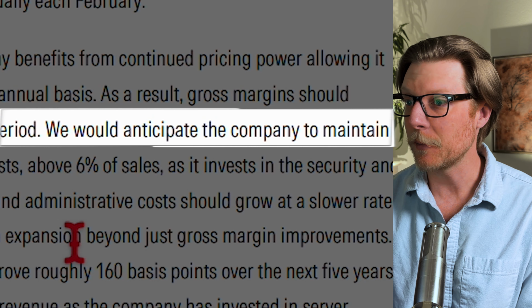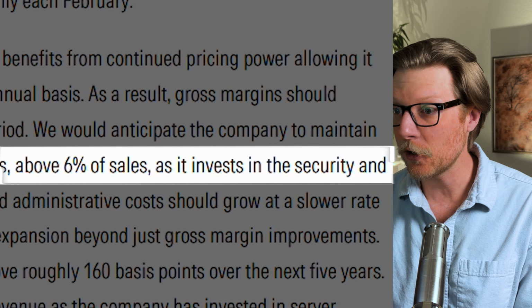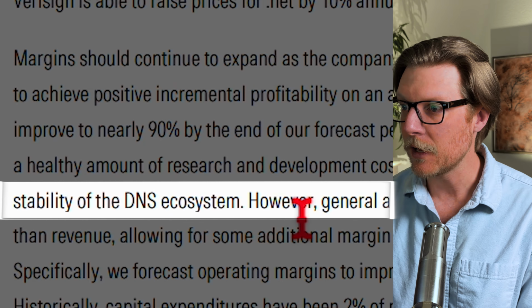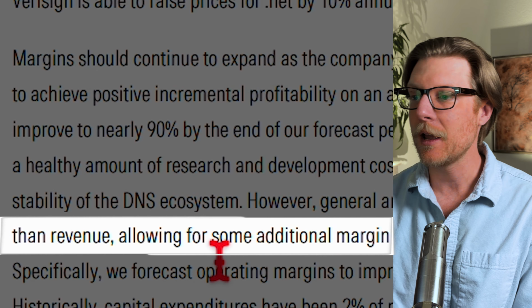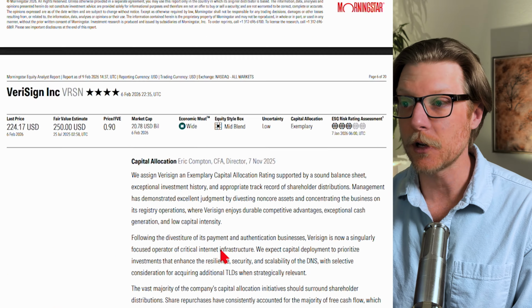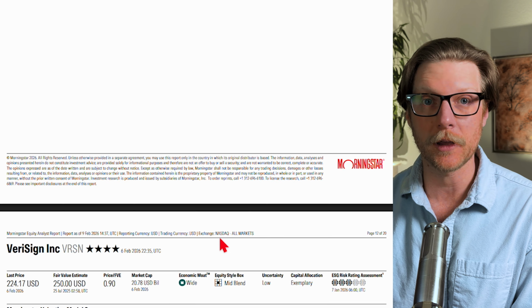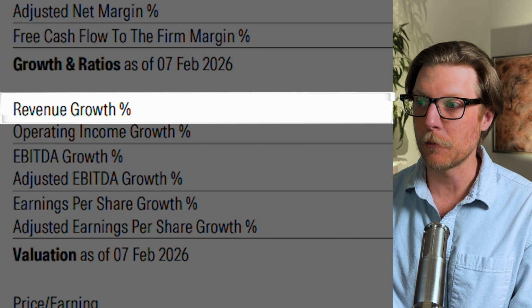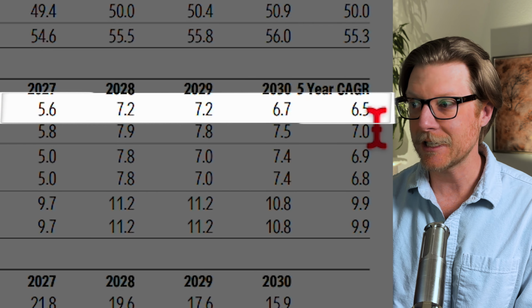We would anticipate the company to maintain a healthy amount of research and development costs as it invests in the security and the stability of the DNS ecosystem. However, general and administrative costs should grow at a slower rate than revenue, allowing for some more additional margin expansion. So they are showing margin growth going forward as this company has more pricing power. So there's also a table down here where they spell out a lot of their revenue growth and margin growth assumptions. Right here, they show margin growth for the forecast period of 2026 through 2030 at 6.5% growth.